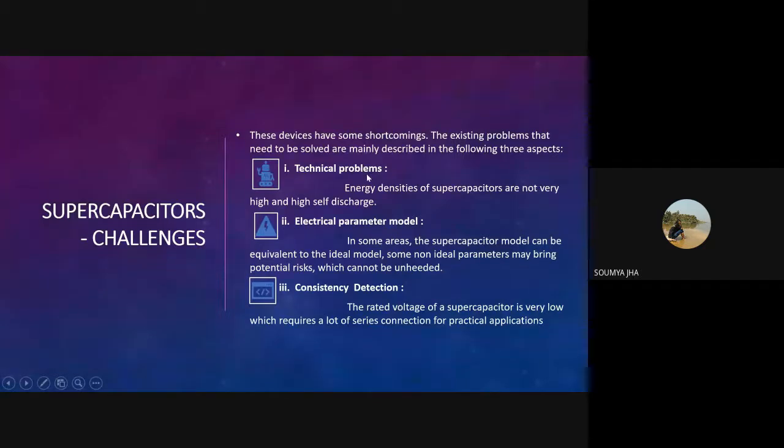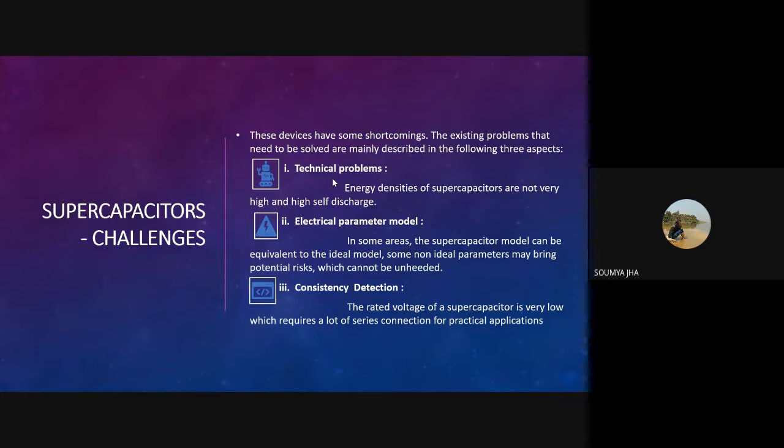One is the technical problem, another is its electrical parameter model, and the third one is the consistency detection method. In our lab, we will be mostly focusing on the technical problems. The technical problem includes that the energy density of the supercapacitor is not very high, and it also has a tendency of high self discharge. So we will be focusing on this problem.